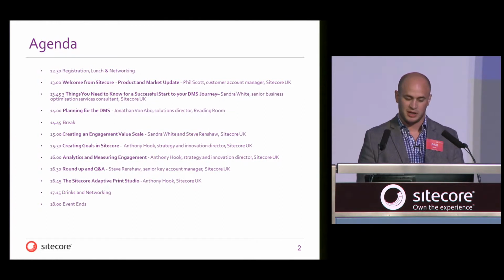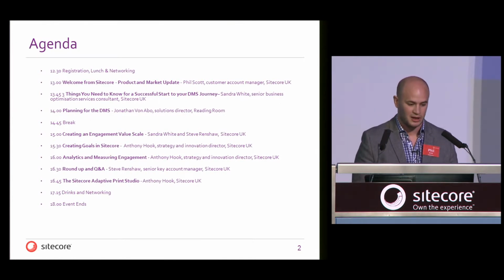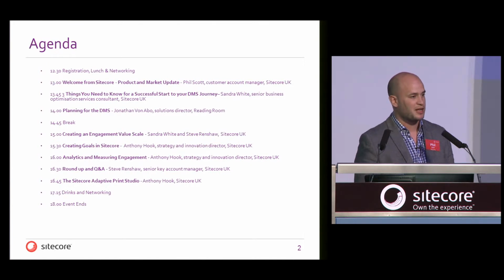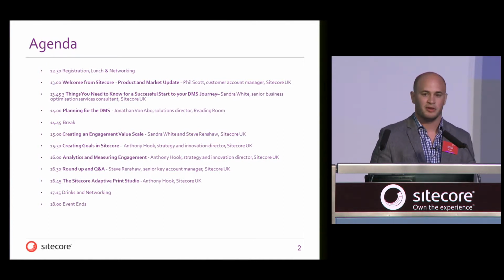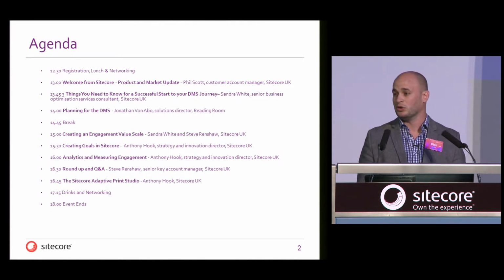Bit of a roundup, as I mentioned, Steve's going to be answering some Q&A, so do stick your hands up and do ask some of the experts that are going to be up on stage throughout the day. And at the end, Anthony Hook is going to come up on stage and talk a little about the Adaptive Print Studio, which is for those of you who have print requirements within your companies at the moment.